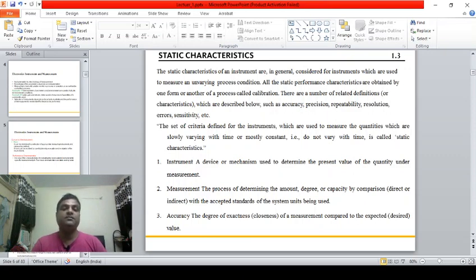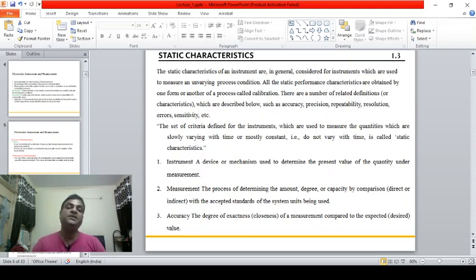For example, if we go to the market and purchase some packets of any quantity, that quantity is written on the packet, and we accept what the quantity reads. If it is written that this packet has 300 grams, because we know the standard value of 300 grams, we accept it. So an instrument is a device or mechanism used to determine the present value of the quantity under measurement.